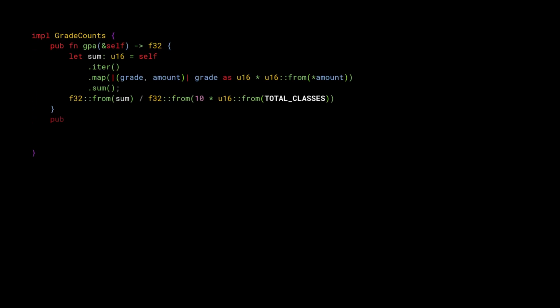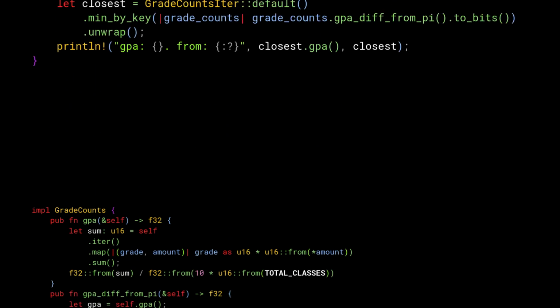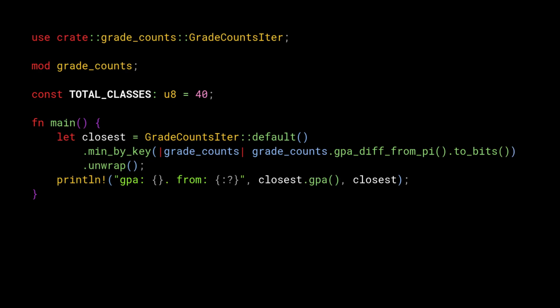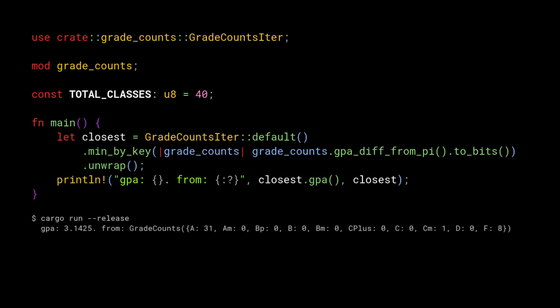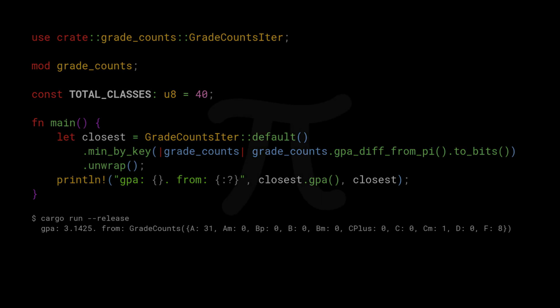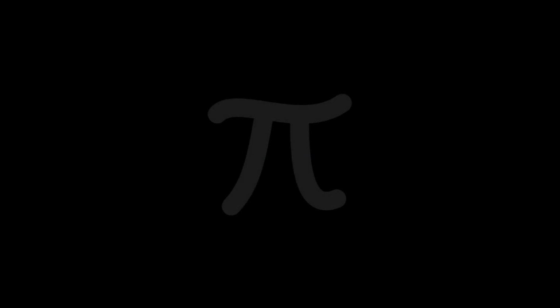Now to finally get the answer, we'll add two methods to our grade count struct. The first one calculates its GPA, the second calculates the absolute difference from the GPA to pi. Going back to our main function, we'll iterate through each value, find its distance from pi, represent it with an unsigned integer for faster computation, and find the minimum value. After about 30 seconds of waiting, this is what the console prints. So if you get 31 A's, 1 C-, and 8 F's, your average GPA can be 3.1425.